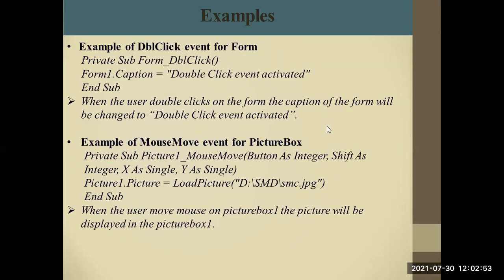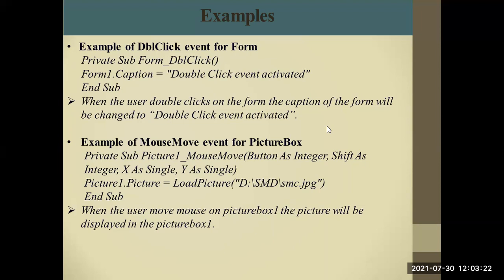Now you can see the next example is for DblClick. DblClick stands for the double click event for the form. Here also we are using a private procedure, which is named Form_DblClick. This is my procedure name. Private is your tag. Now every procedure, as I already said, should end with End Sub.